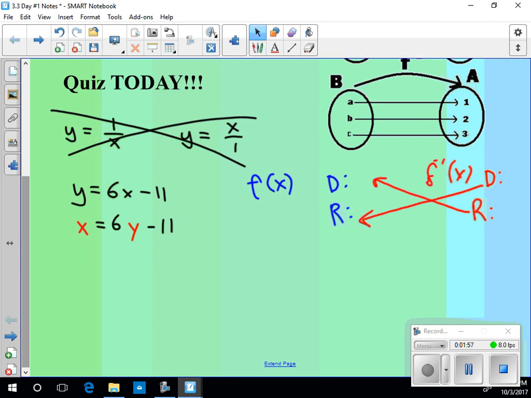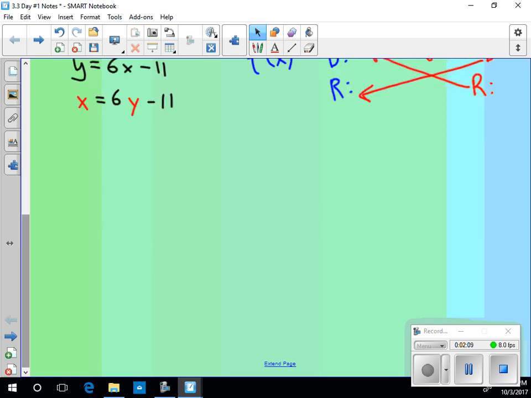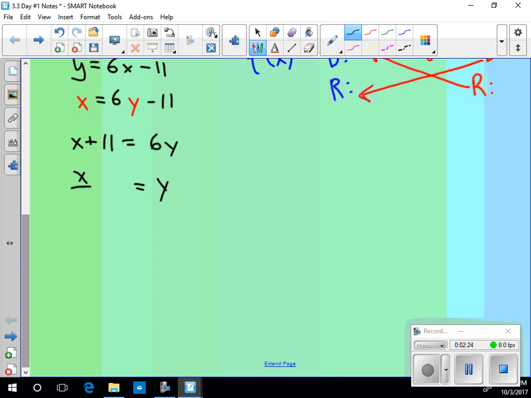So in this case, it's kind of trivial, because what's the domain of a line? All real numbers. What's the range of a line? All real numbers, as long as that line isn't horizontal or vertical. So I'm going to find the inverse by solving for which special variable up here? Y. I'm going to add 11, and I'm going to divide by 6. So x over 6 plus 11 over 6. Cool. So inverses, here's a really cool fact.